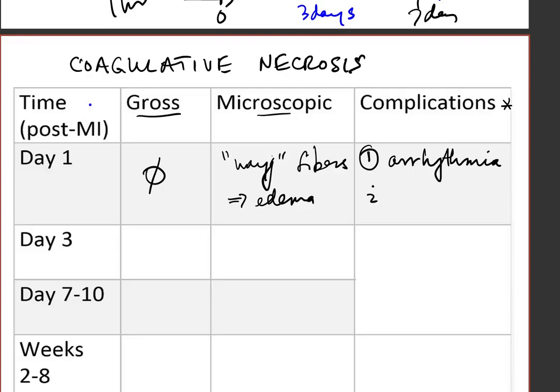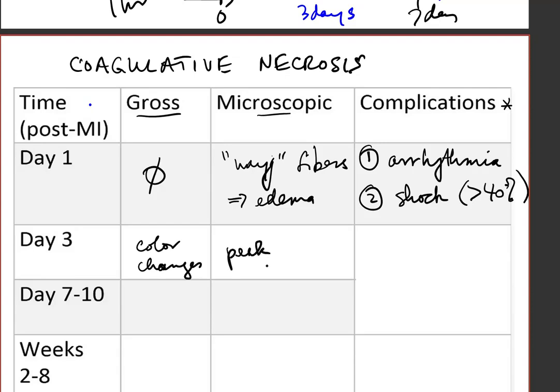The second great complication is cardiogenic shock. If you infarct more than 40% of your heart, you simply lack pumping capacity and blood pressure will drop below 90. By day 3, you can start to see the first of the color changes in the affected heart, and they start to turn a light tan. When we look microscopically, this is when we see our peak neutrophils.